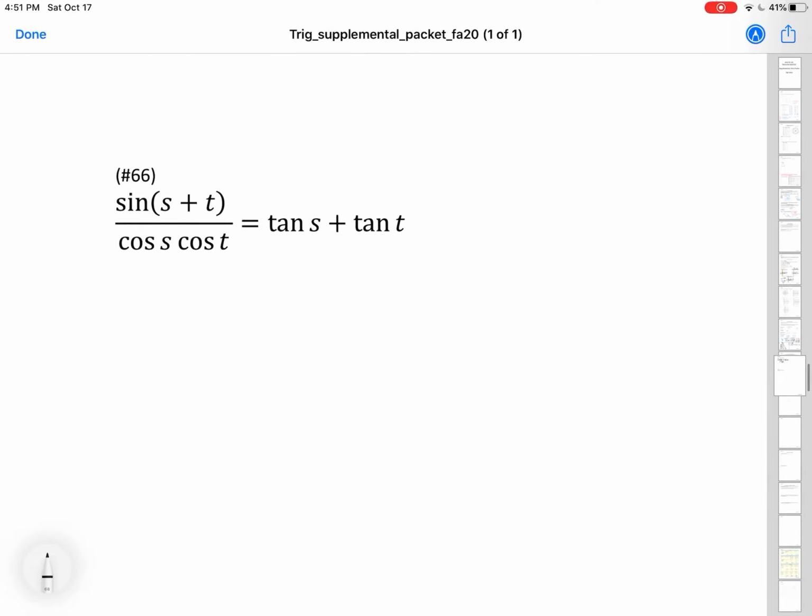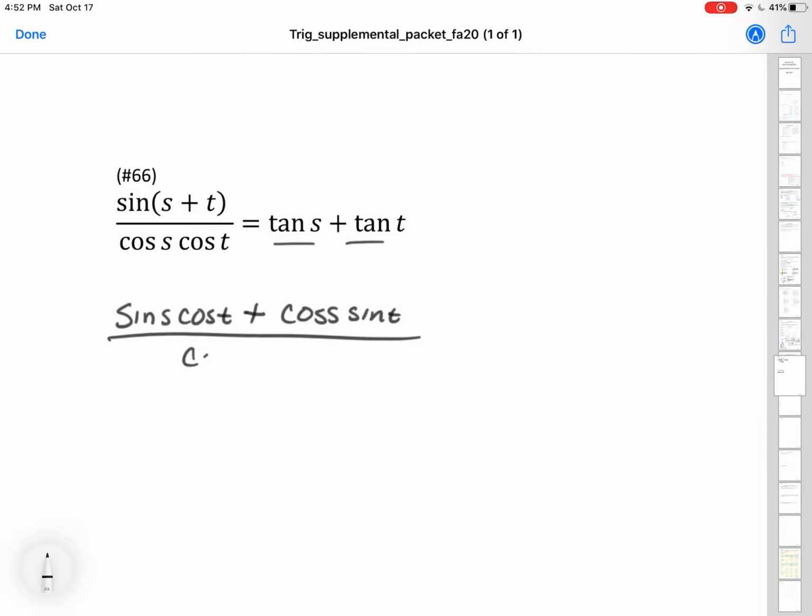How about this one? Sine of s plus t all over cosine s cosine t. So take a look at what you have and what you need. What you need is just a straight old tangent function in there. No quotient. So let's see what happens. Sine s plus t. Easy. Sine of the first, cosine of the second. Those were different functions, so we're going to use the same sign in the middle. Cosine s, sine t. And that's all over cosine s, cosine t.